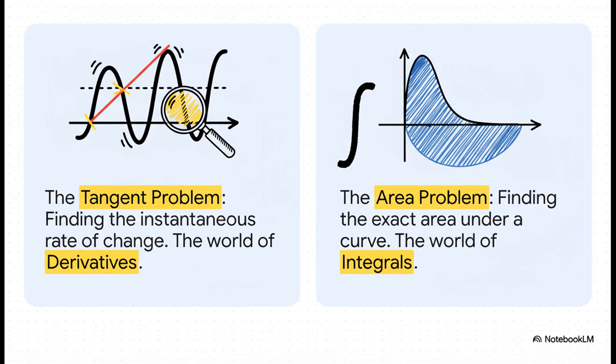So you've got these two enormous problems. On one side, you have the tangent problem. That's all about figuring out the exact speed of something at a single precise moment, the world of derivatives. Then, over here, you have the area problem, calculating the super-specific area under some wacky complicated curve. That's the world of integrals.